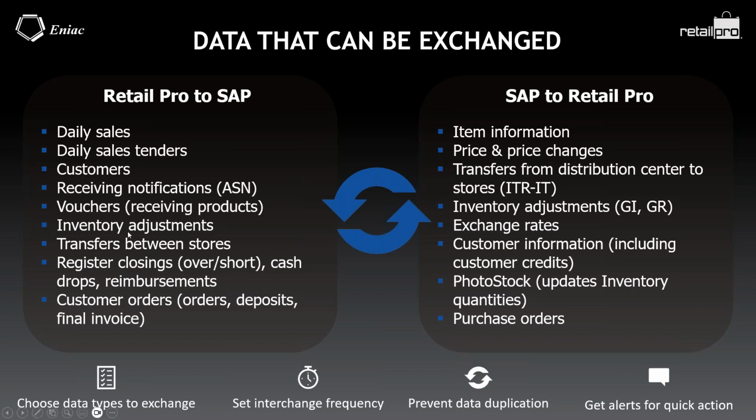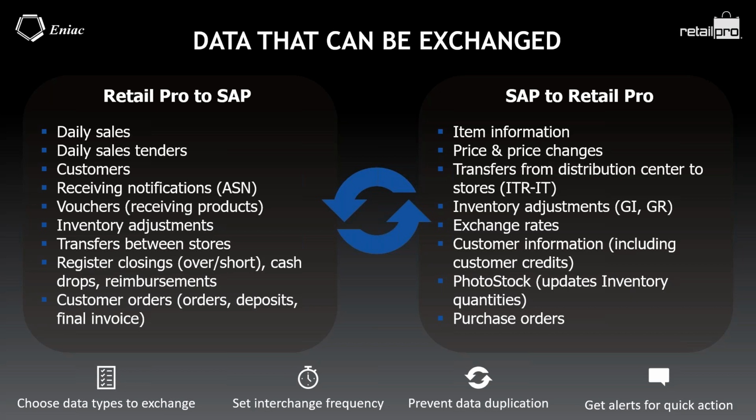We can send also inventory adjustments. For example, you do a physical inventory in one physical store with Retail Pro, and if there are some discrepancies, the system said you have 10, but you really scan 9, we send that adjustment to SAP because the main purpose of the link is to keep the information synchronized between Retail Pro and SAP. We have transfer between stores. You can do a transfer from one store to another.